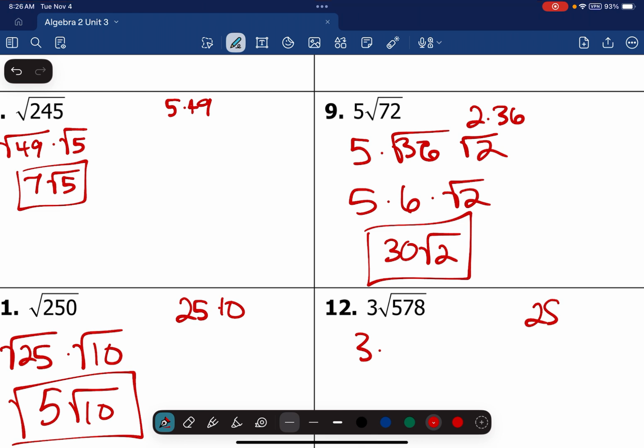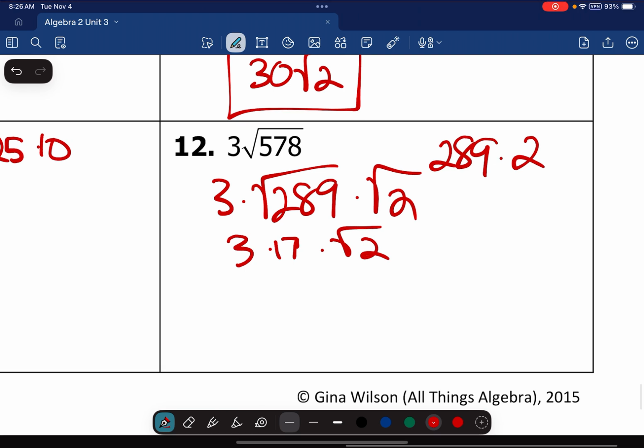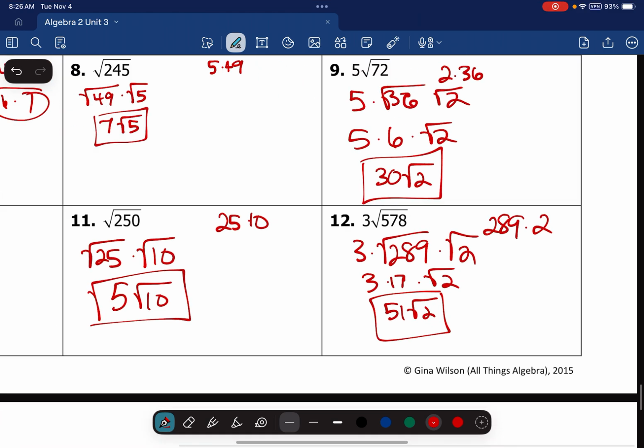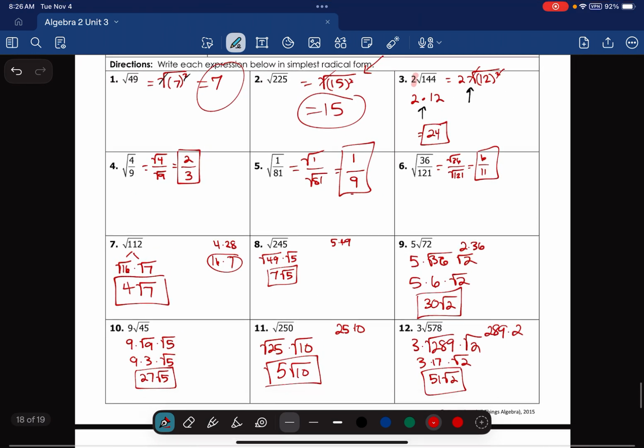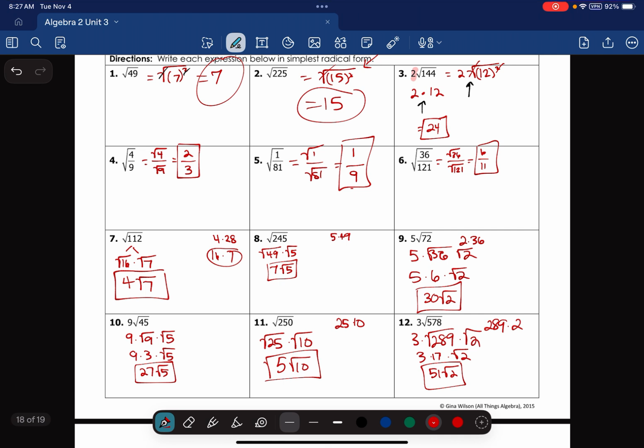289. 289 times 2. Radical 289 times radical 2. If you can't remember what radical 289 is, you put it in the calculator. That's 17 squared. So 3 times 17 is 51, so we get 51 radical 2. All right, I'm going to zoom out. Any questions about the steps of simplifying radicals before we now put it into solving equations?